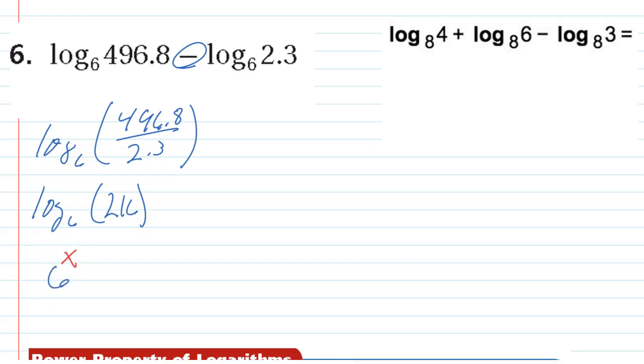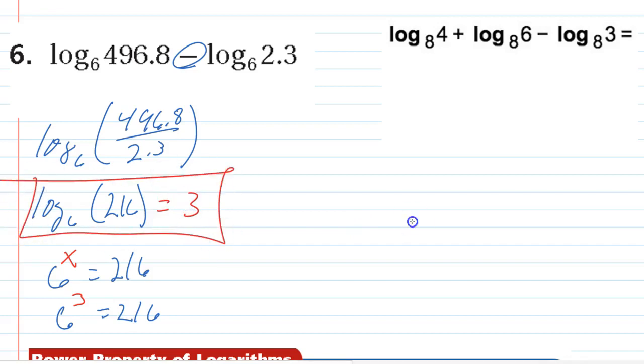6 to what power is equal to 216? Well, 6 times 6 is 36. 6 times another 6, 36, is 216. So that means that 6 cubed is equal to 216. That gives me a final answer of 3.